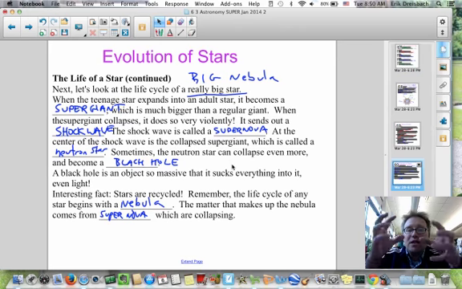A black hole is an object that is so dense that its gravity is so strong that it pulls in everything, including light. That's the possibility after a supernova.